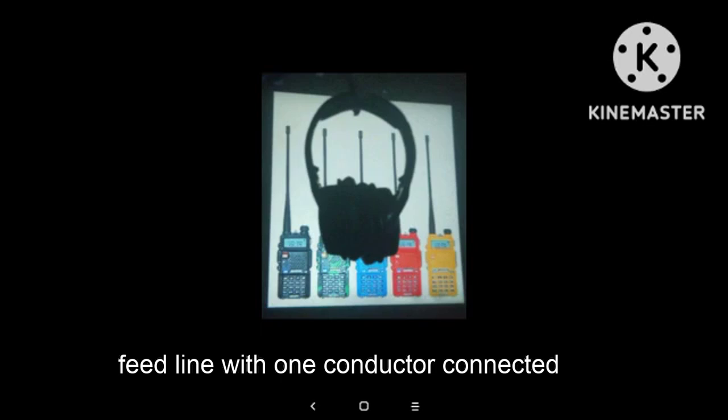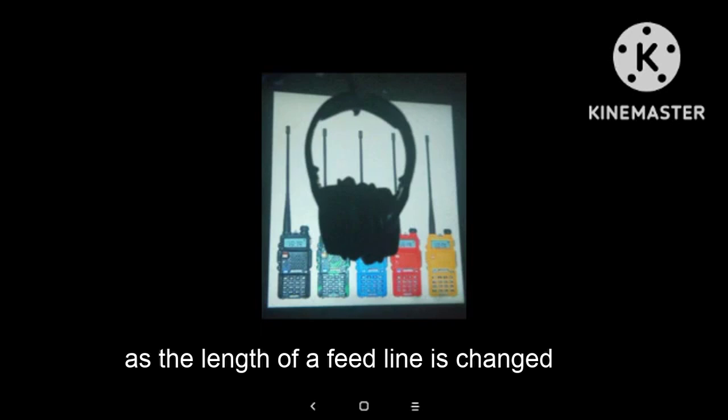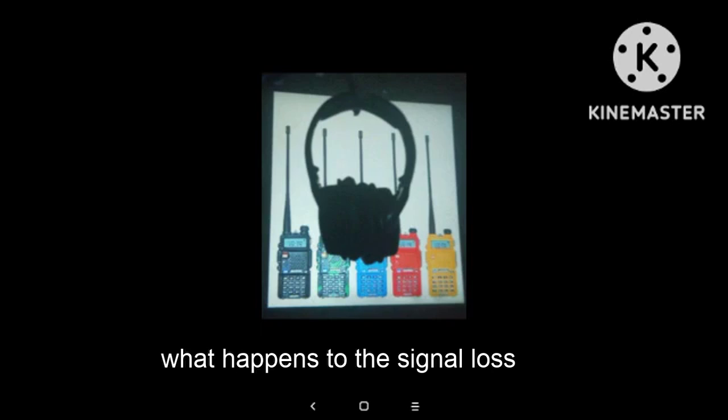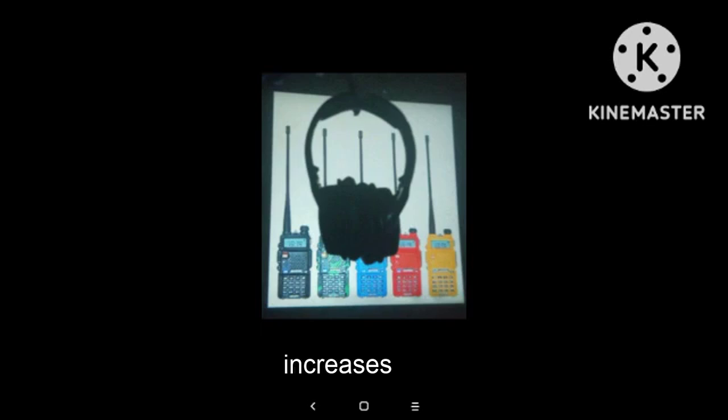Feed line with one conductor connected to the ground. Number 25. As the length of a feed line is changed, what happens to the signal loss? Signal loss increases as the length increases.